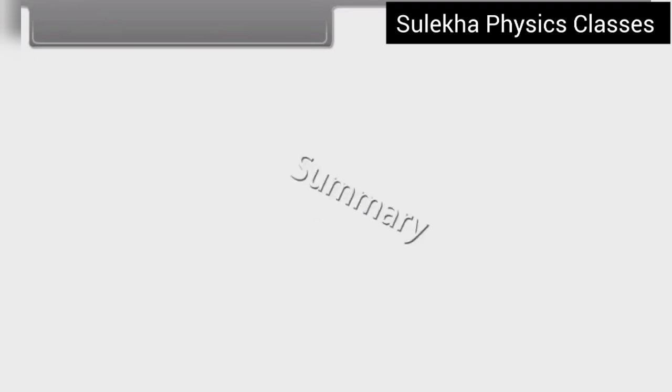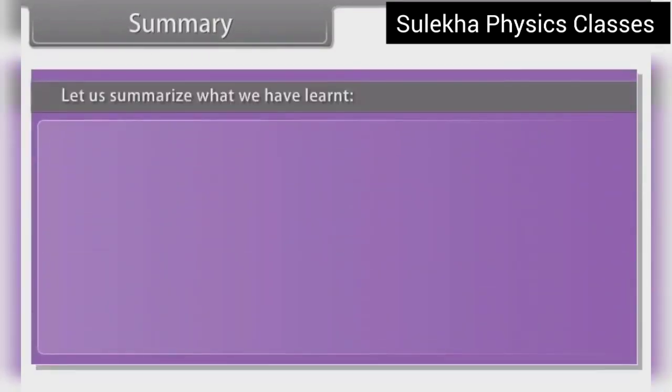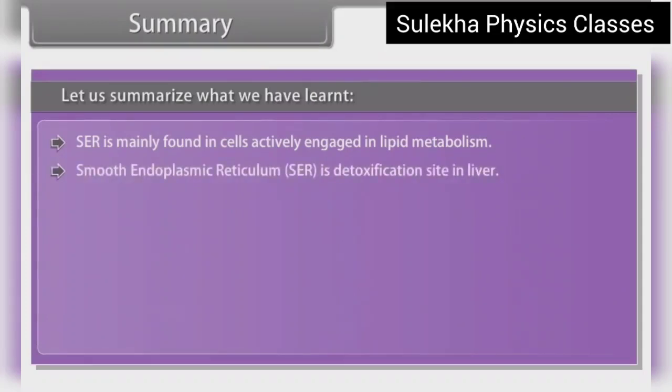Summary. Let us summarize what we have learned. SER is mainly found in cells actively engaged in lipid metabolism. The smooth endoplasmic reticulum, SER, is the detoxification site in the liver. Organelles connected with lipid synthesis are SER.